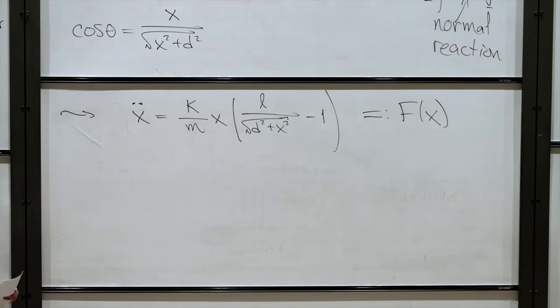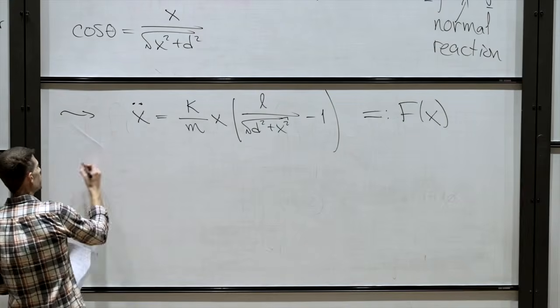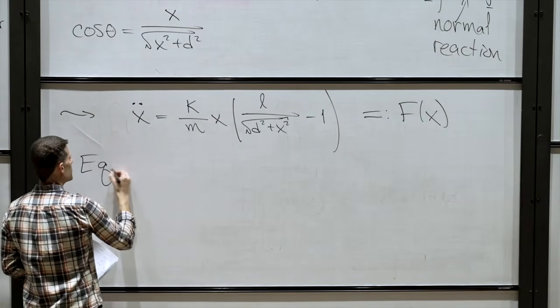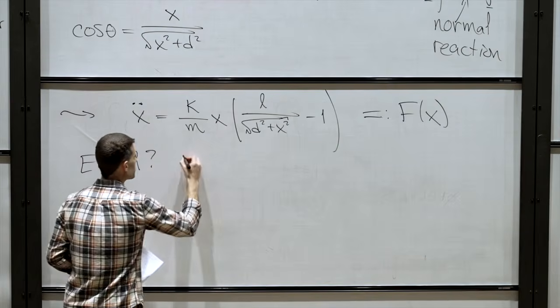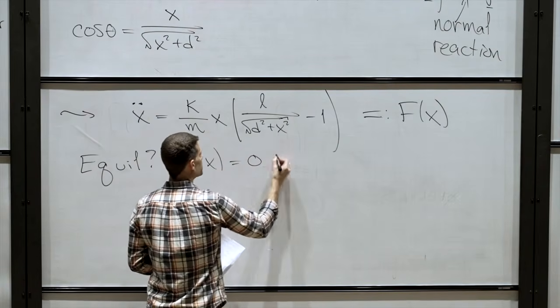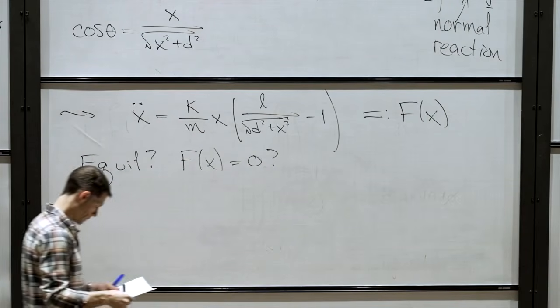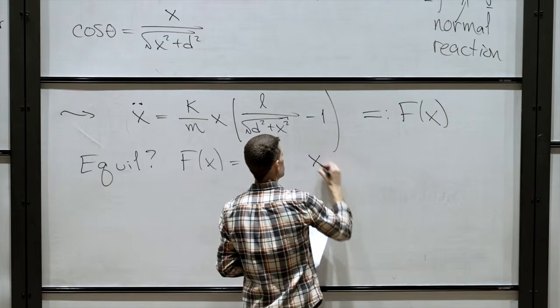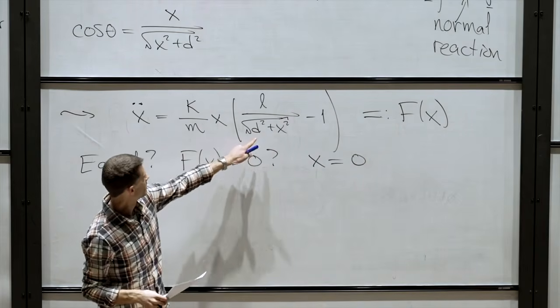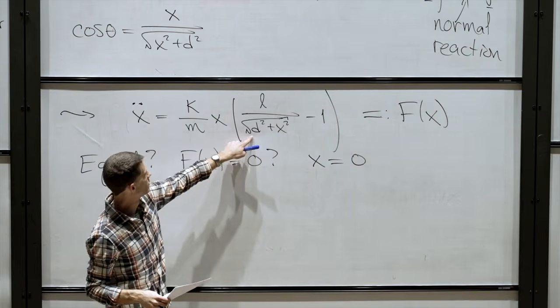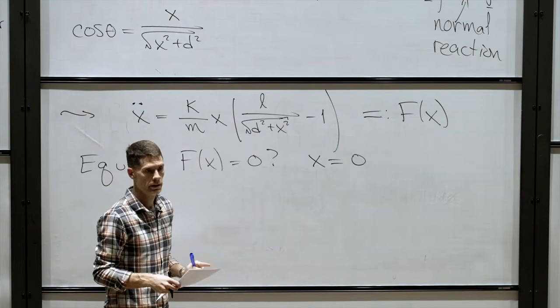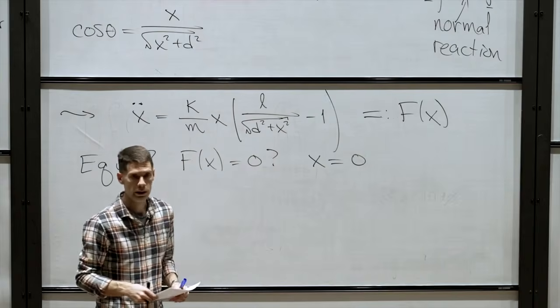And now, well, that's a complicated equation. I have no hope of just solving that thing with the square root living in the denominator, but I can analyze equilibria. So we start by saying equilibrium points are where f is 0. So f of x equals 0. And okay, there's one clear solution at x equals 0. And there's a second solution where the square root of d squared plus x squared equals L, so that the minus 1 goes away. Right?